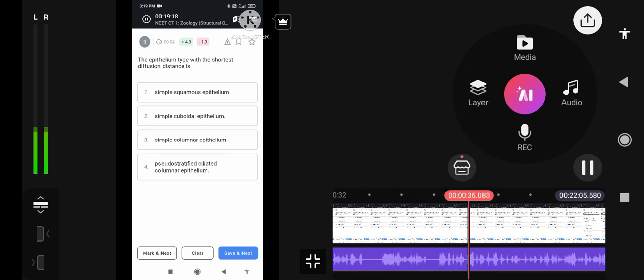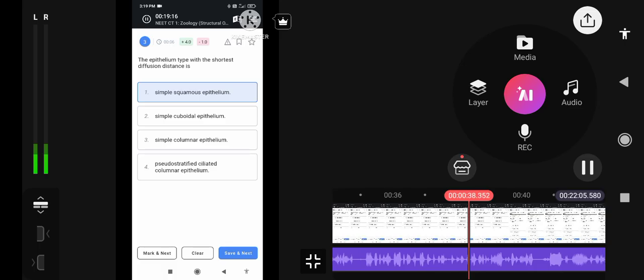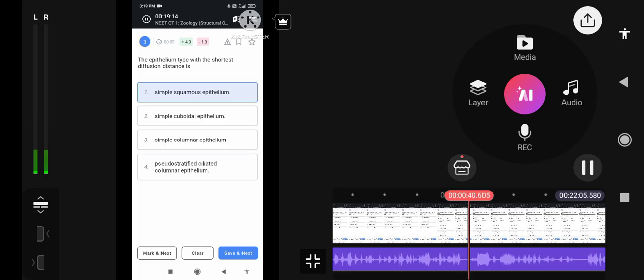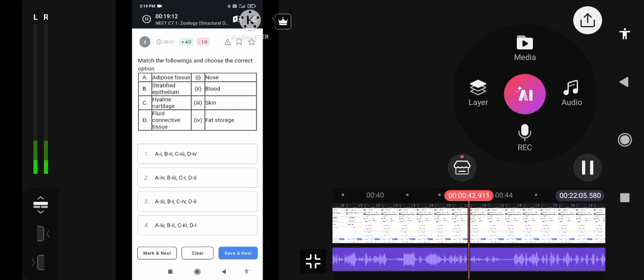The epithelium type with the shortest diffusion distance is simple squamous epithelium. Yes, because very fast diffusion occurs in squamous epithelium.